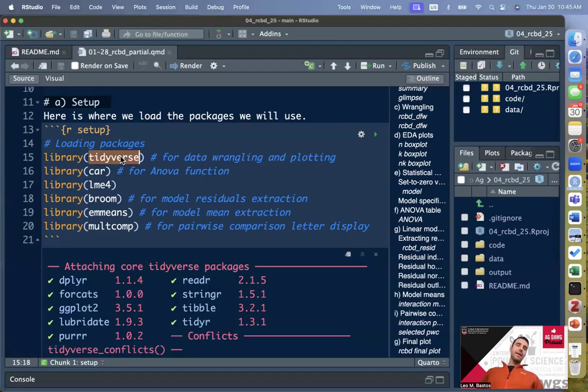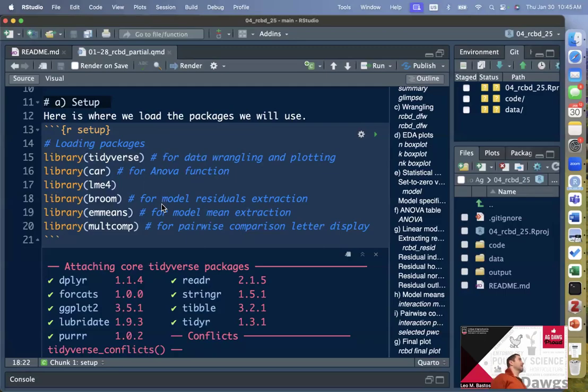We're using lme4 to run our model. This is one of the most popular packages in R to run, especially mixed effect models, ANOVA models. If you don't know what a mixed effect model is at this point, don't worry, but that is what this package does. Then we're going to use the package broom, which is going to help us extract the residuals of our models.